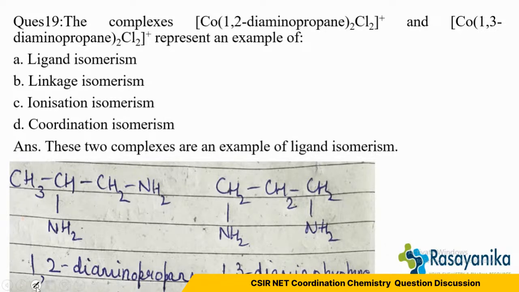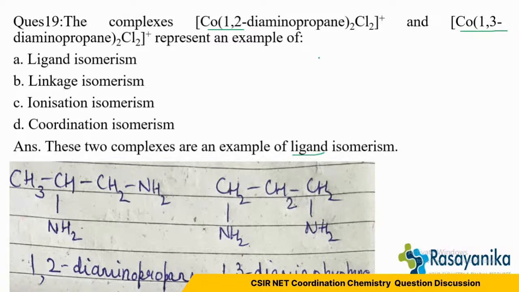Okay, so this is another question. The complexes cobalt 1,2-diaminopropane 2 Cl2 plus and cobalt 1,3-diaminopropane 2 Cl2 plus represent an example. So these are the examples of isomerism. The isomerism topic is also important from this chapter. Ligand isomerism, linkage isomerism, ionization isomerism, coordination isomerism. So these two complexes, the cobalt 1,2 and cobalt 1,3, are examples of ligand isomerism.